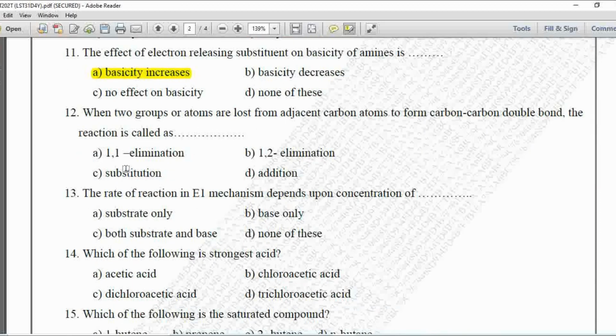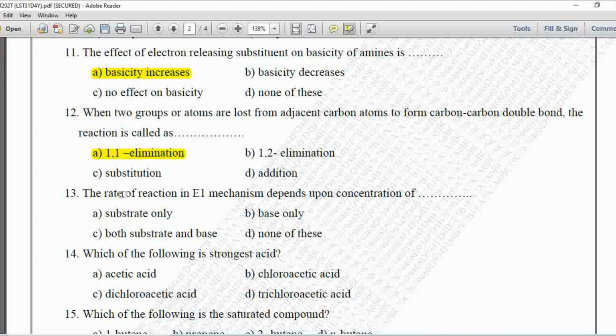Next, 12th MCQ. When two groups or atoms are lost from adjacent carbon atoms to form a carbon-carbon double bond, the reaction is called: option A is 1,1 elimination, B is 1,2 elimination, C is substitution, and D is addition. So when two groups or atoms are lost from adjacent carbon atoms to form a carbon-carbon double bond, the reaction is called a 1,2 elimination reaction. So option A is correct.